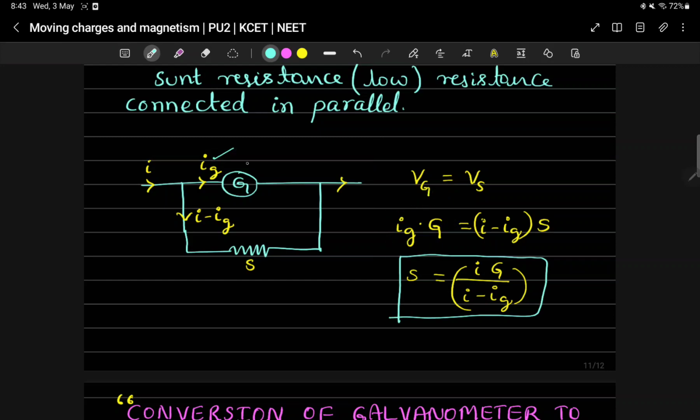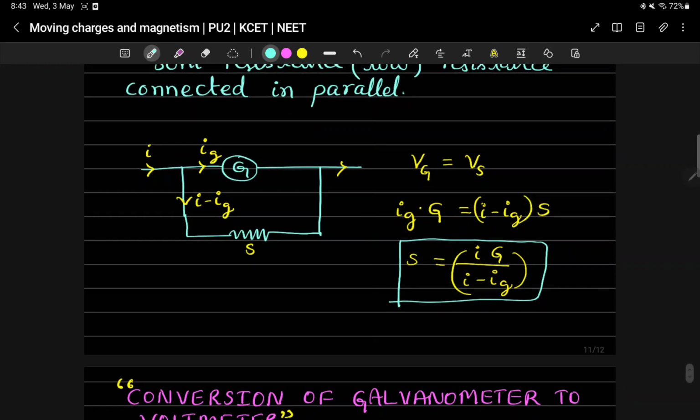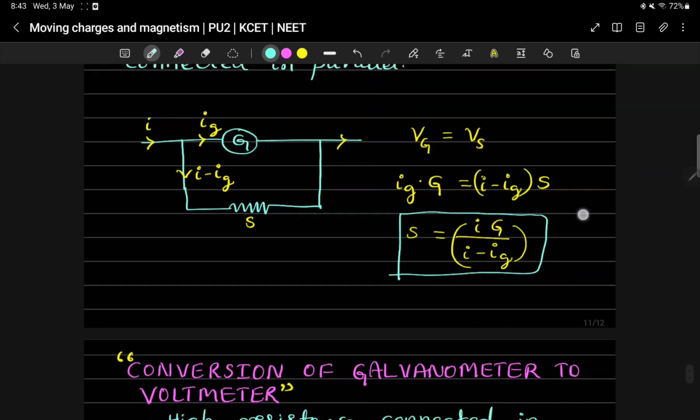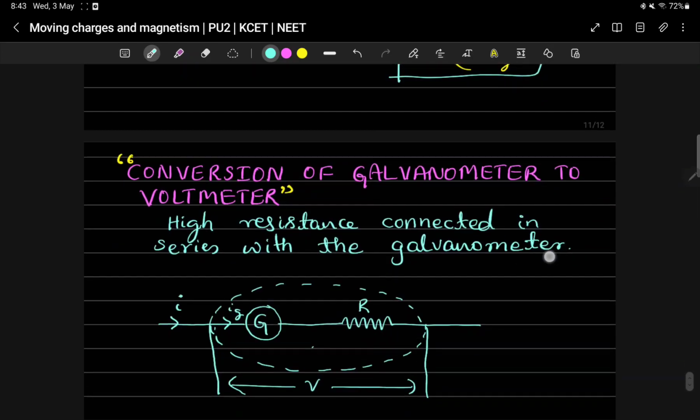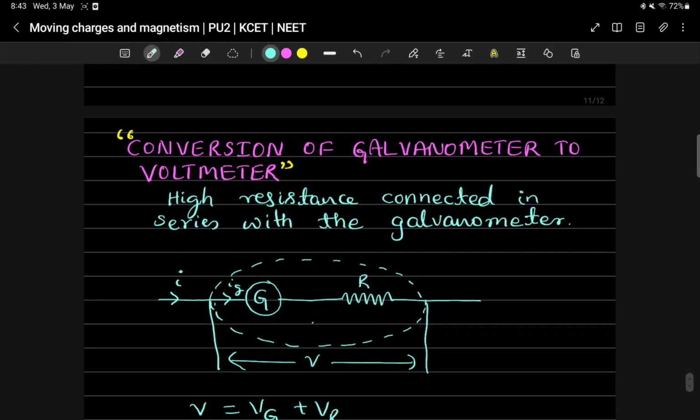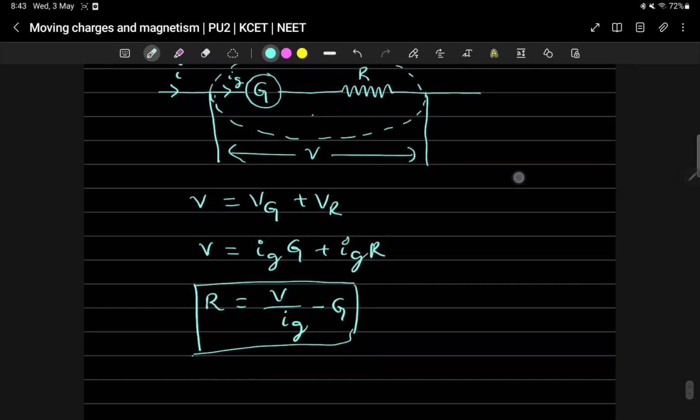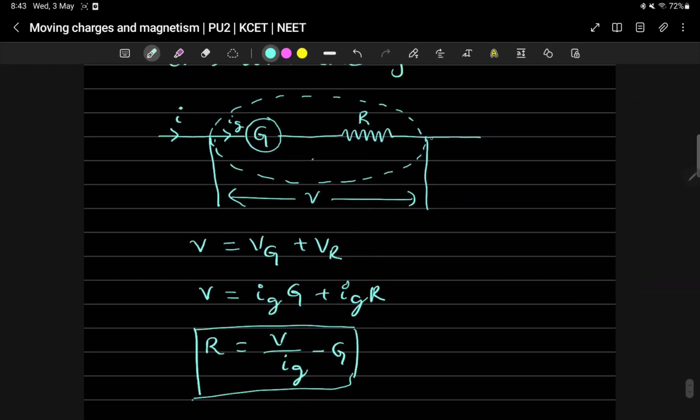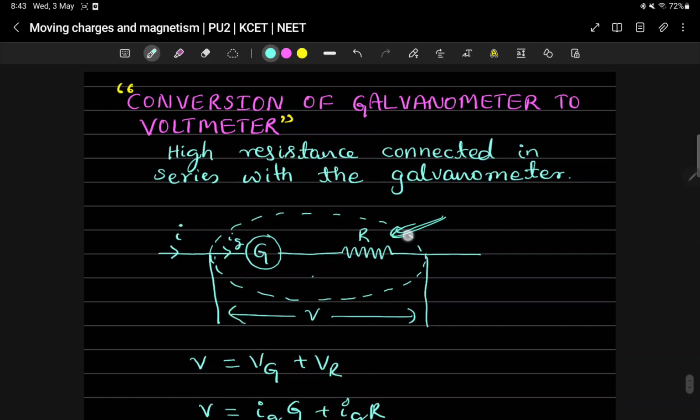R is here G, the galvanometer resistance, or if you want you can write RG also. Here I have just written G. That is equal to current into resistance here, that is I minus Ig into S, shunt resistance. Next we have conversion of galvanometer into voltmeter. Here you have to connect a high resistance in series with the galvanometer.